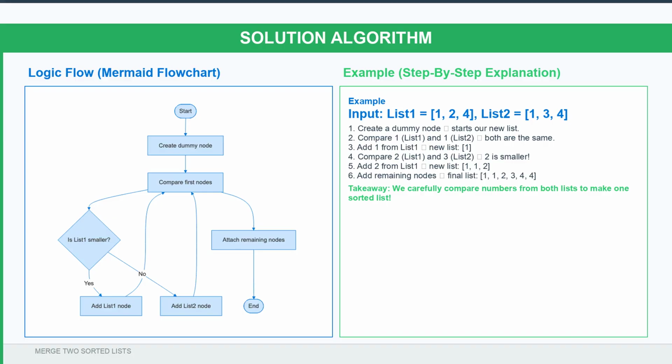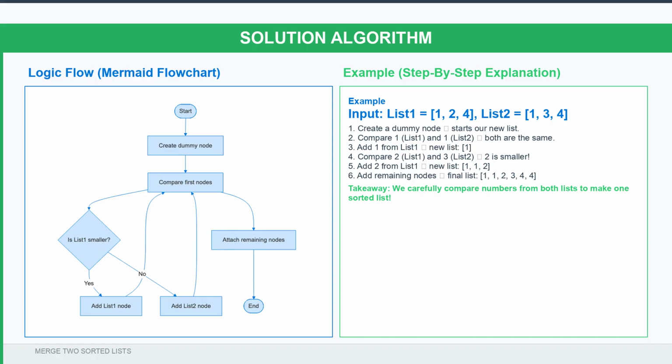Here's a straightforward algorithm to tackle this. First, we need to define the list node structure, which has a value and a pointer to the next node. This is essential for understanding how our linked lists work. Next, we create a dummy node. This dummy serves as a placeholder at the start of our merged list, making it easier to return the final result later. We also initialize a pointer called current, which will track the end of our merged list.